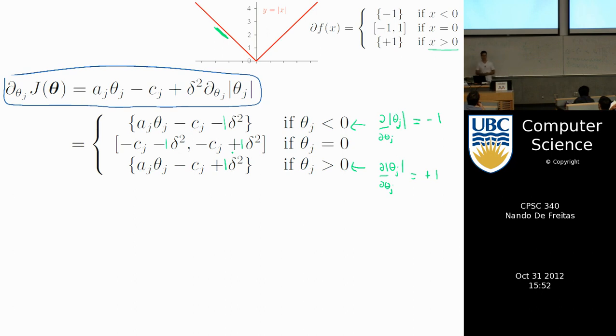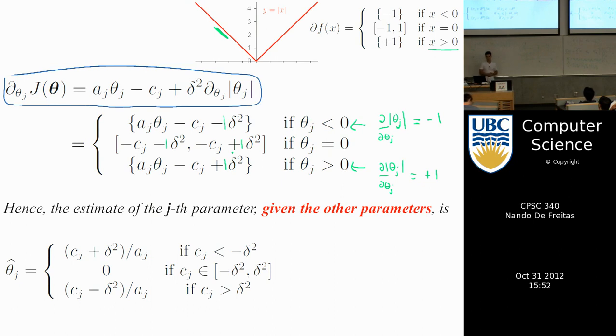How do we get now the theta hat? We equate to 0. Okay. How do we equate to 0? In the first example, I have aj times theta j minus cj minus delta squared is equal to 0. Oops, I meant to say a. And now I solve, so in other words, aj theta j is equal to cj plus delta squared.